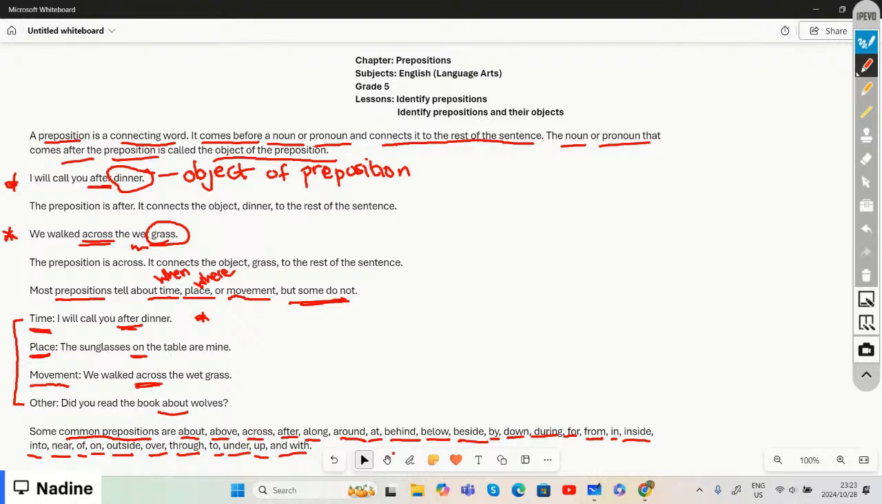And remember, we say prepositions either tell us about time, or place, or movement. Time tells us when something takes place. Place tells us where that something takes place. And also movement. So that is basically our preposition. And that preposition comes before our noun, which is also called the object of preposition, and we connect it to the rest of the sentence.